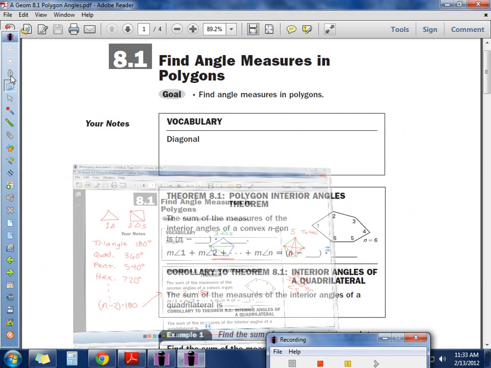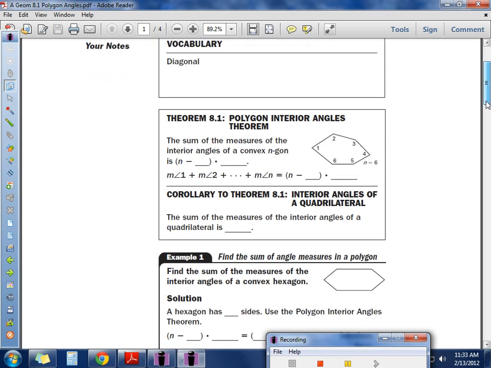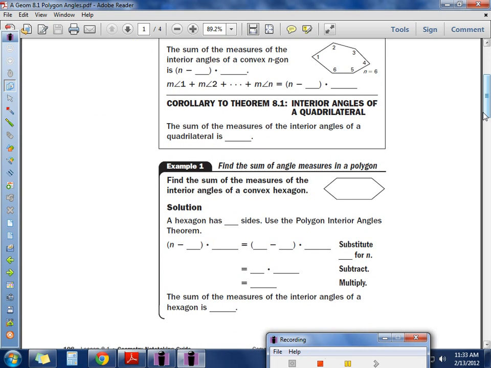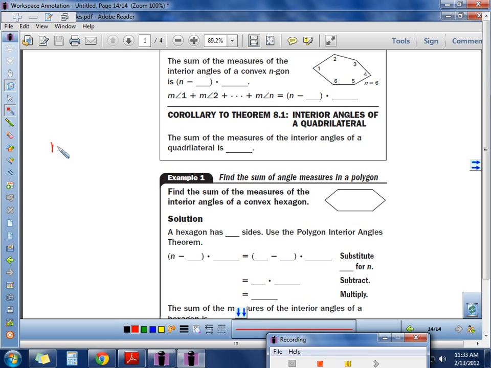Let's go over this next one. You already know this answer. If you read the corollary to Theorem 8.1, it says interior angles of a quadrilateral. We just wrote that out to the side. What's that sum? Well, we can go to the n minus 2 times 180, but if you took good notes, what did we write to the side of the word quadrilateral? 360. You should remember this. Just like you remember 180 for triangles, 360 is for quadrilaterals. Those are numbers you should remember without having to do this formula, n minus 2 times 180.